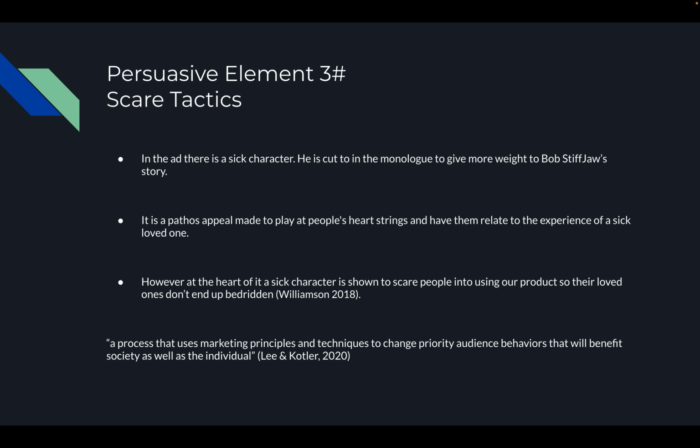And then again, I take a quote that is in the textbook, but is actually taken from somewhere else, Lee and Kotler: "A process that uses marketing principles and techniques to change priority audiences' behaviors that will benefit society as well as an individual." So this is key in medical communications, we're trying to change habits, change behaviors, make society act better so more people are safe and healthy. However, sometimes you gotta crack some eggs to make an omelet. My meaning being, you have to make people experience a bit of fear.